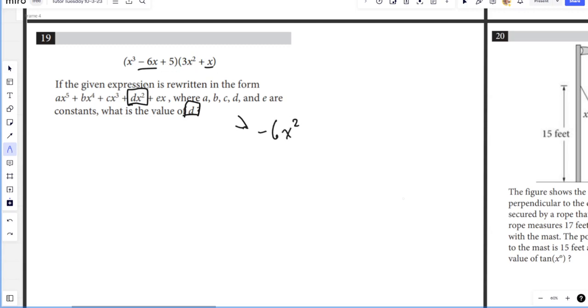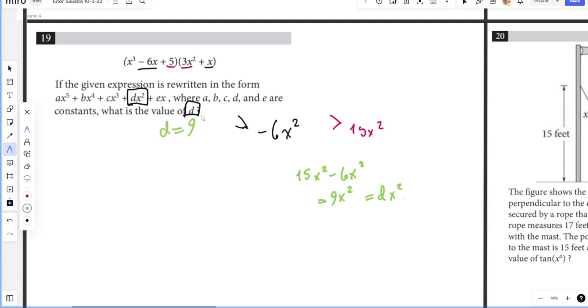And then 5 and 3x squared is going to multiply together to give me 15x squared. So in total, when I sum those up, it's going to be 15x squared minus 6x squared, which is 9x squared. And that's equal to dx squared. So d would be equal to 9.